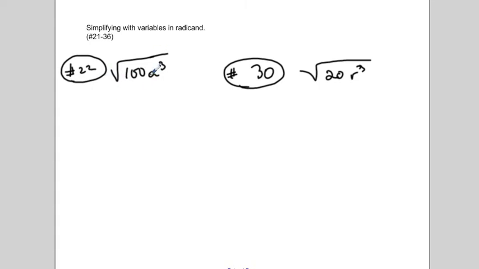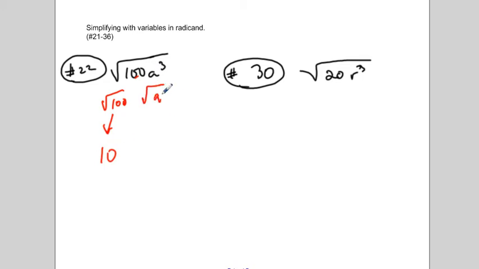Square root of 100 a to the third. So you got some variables in it this time. You're still going to break them up like you normally would. If you didn't happen to recognize that the square root of 100 is a perfect square, then you might start breaking it up 10 and 10, or maybe 20 and 5 or something. Eventually you should come up with a regular number of 10.